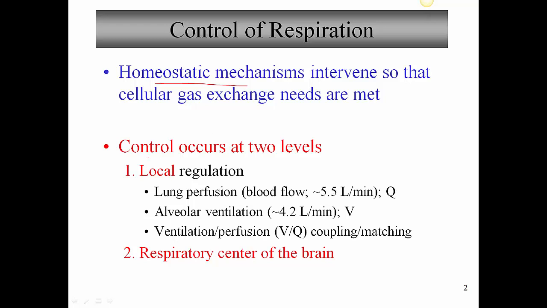In a similar way to what we've seen before, control occurs at two levels. Number one, we have local regulation. If you remember when we talked about the cardiovascular system, this implies that regulation is at the level of the tissues without having to involve the nervous system. And we're going to talk about each of these in turn. The second mechanism is respiratory centers of the brain. In other words, we're going to begin involving the nervous system. And of course, the respiratory centers can override local regulation in some cases.